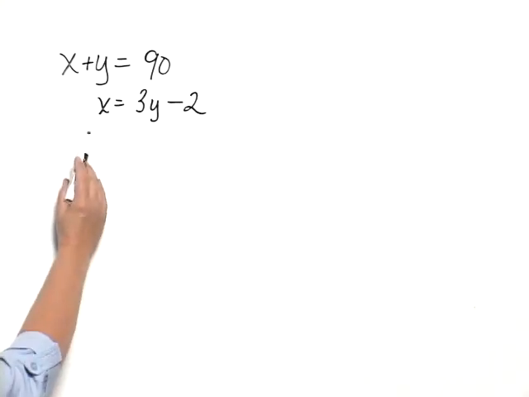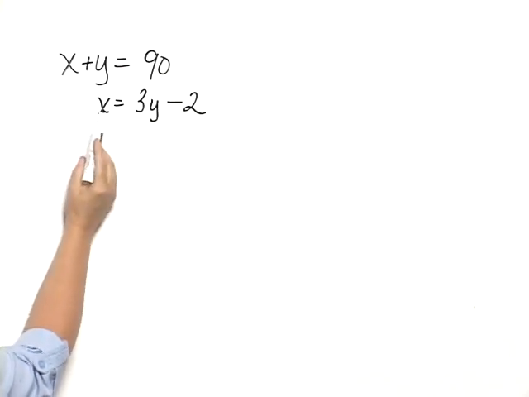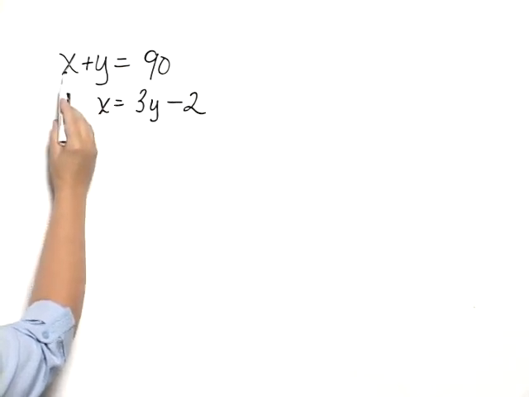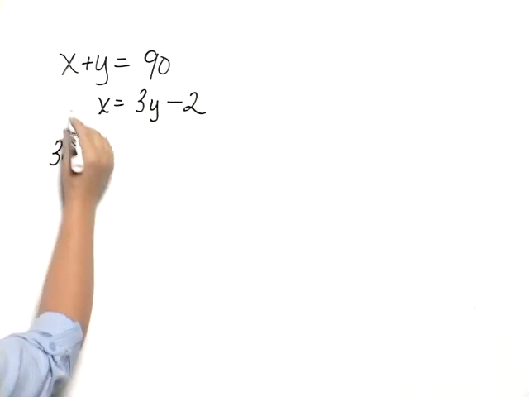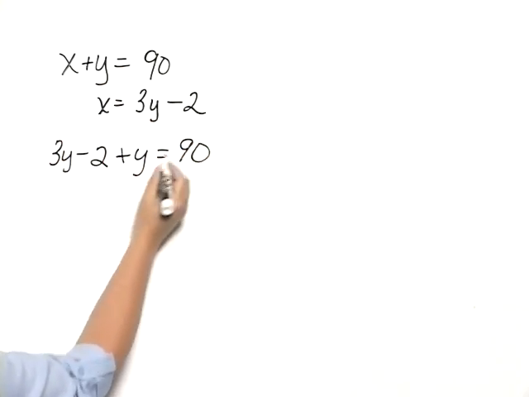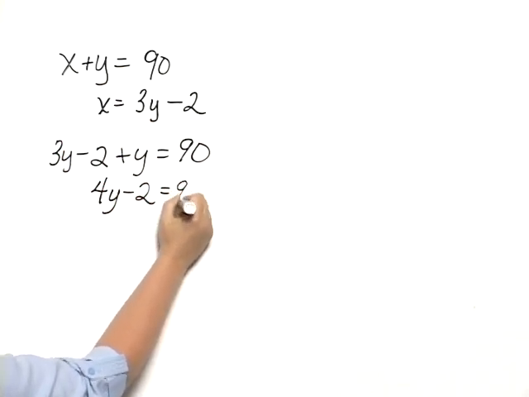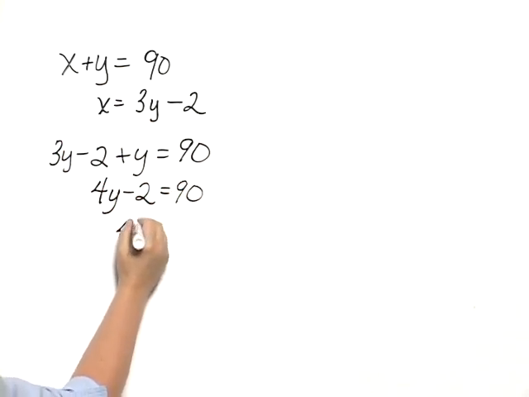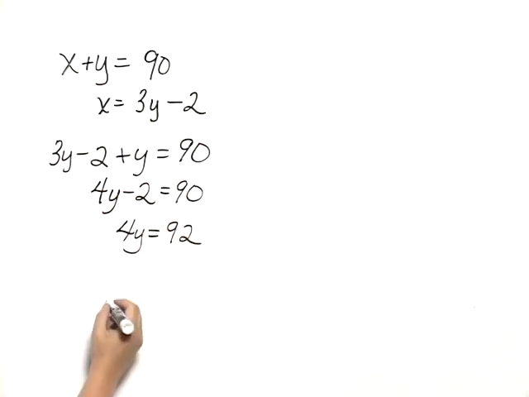To solve this system of equations, we'll use substitution because we have the second equation already solved for x. We'll substitute 3y minus 2 for x in the first equation. That gives us 3y minus 2, that's the x, plus y equals 90. Combining like terms, we get 4y minus 2 equals 90. Adding 2 to both sides, we get 4y equals 92. And then we divide both sides by 4, and we get y equals 23.